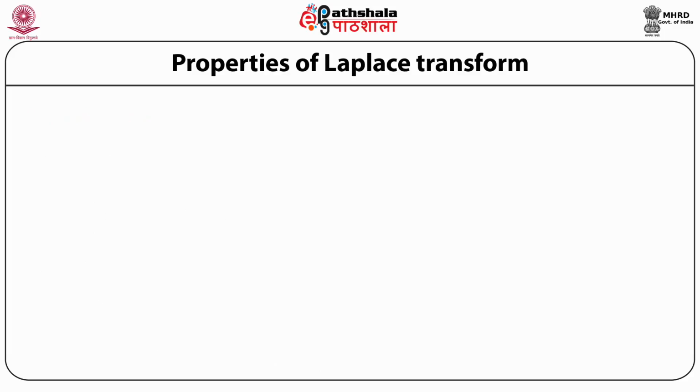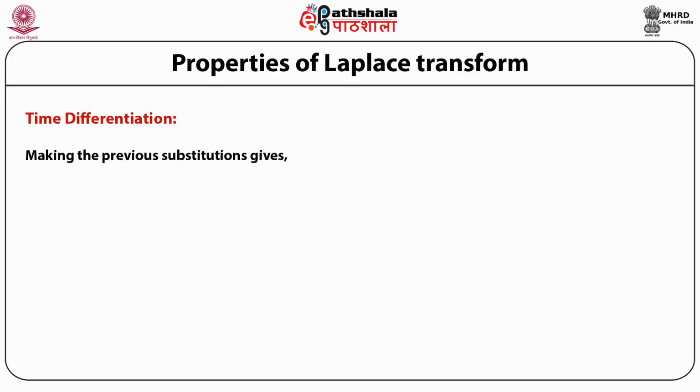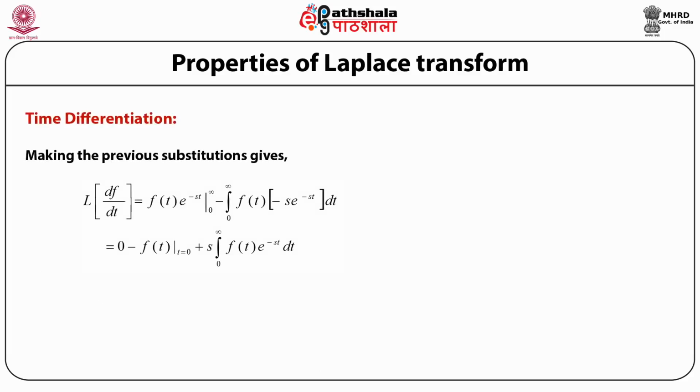Properties of Laplace transform, time differentiation. Making the previous substitution gives L of df over dt is equal to f of t into e power of minus st, substituting the values infinity and then subtracting it from the value when 0 is substituted, minus integral 0 to infinity f of t into minus s times e power of minus st dt. So basically what we are doing is the uv integral, and we are separating out the integrations.